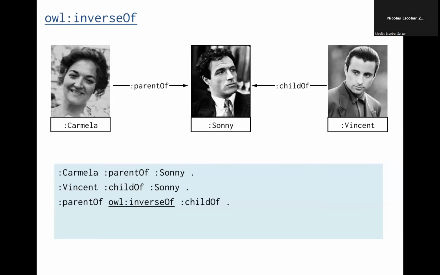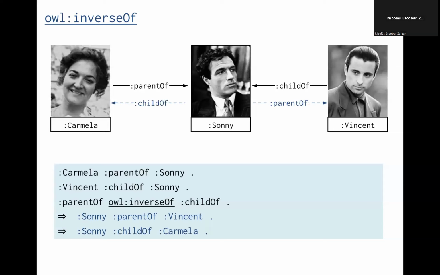What can we conclude about Sonny? Sonny is the child of Carmela. What else can we conclude about Sonny? Sonny is the parent of Vincent. So we get both of these inferences here: Sonny is the parent of Vincent, and Sonny is the child of Carmela. So it works in both directions, the inverse. It's like equivalent, but we have to change the direction.